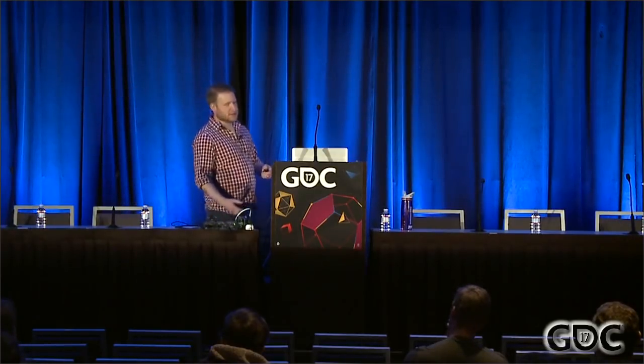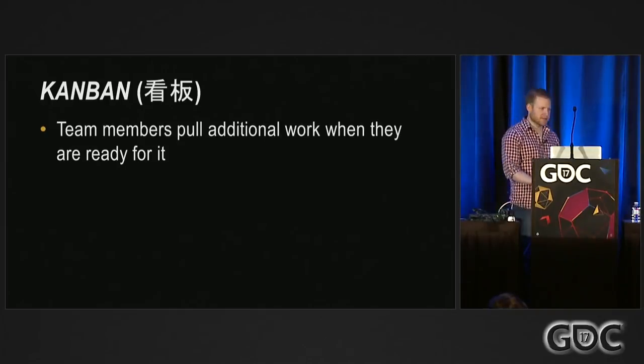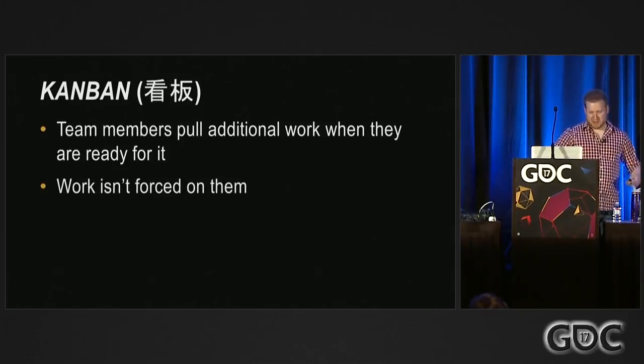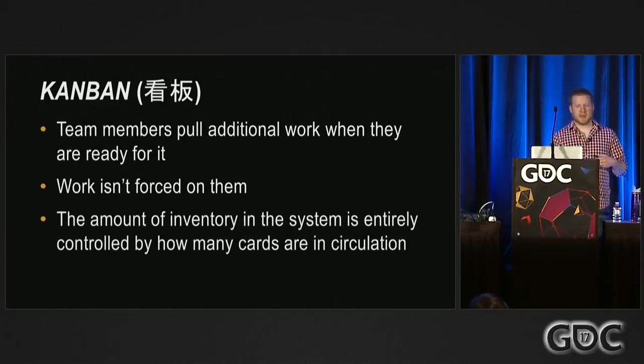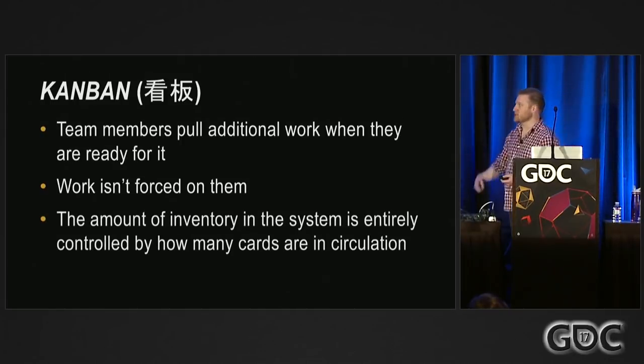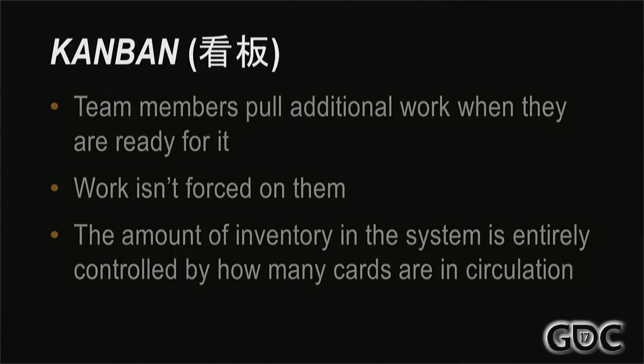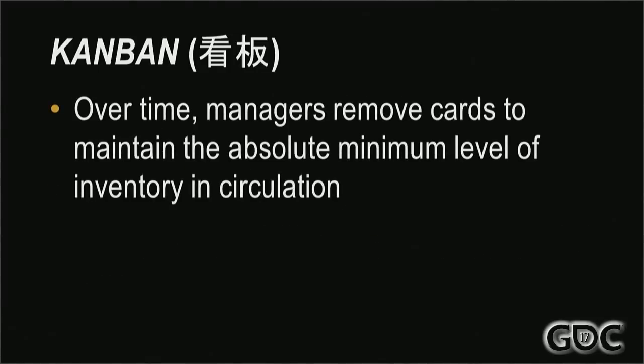For the team members, it means I pull work when I'm ready for it. It's a pull-based system. Instead of a push-based system, like a can of soup that's constantly going down the line, you're not constantly pushing work down towards me. I'm not getting car doors piled all around me that I have to rush to keep up with. And the amount of inventory in the system is entirely controlled by how many cards are in circulation. We don't request things other than with cards. Over time, managers remove cards from the system in order to maintain the absolute level of inventory that's currently being processed.